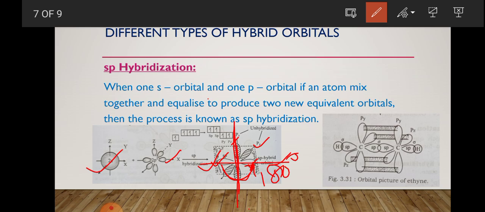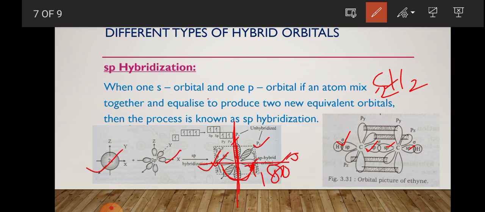For example, formation of the ethyne molecule. Look at the figure please. Ethyne means the C2H2 molecule. In case of the ethyne molecule, it has two carbons and each carbon contains two sp hybrid orbitals.